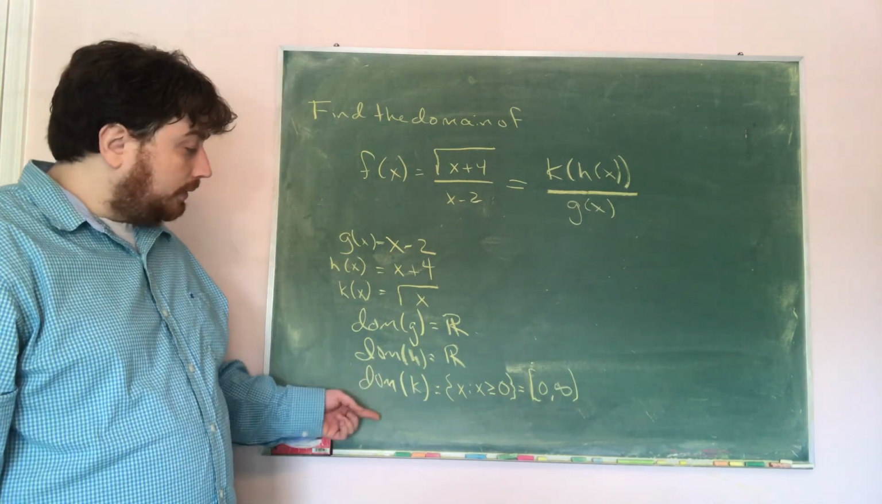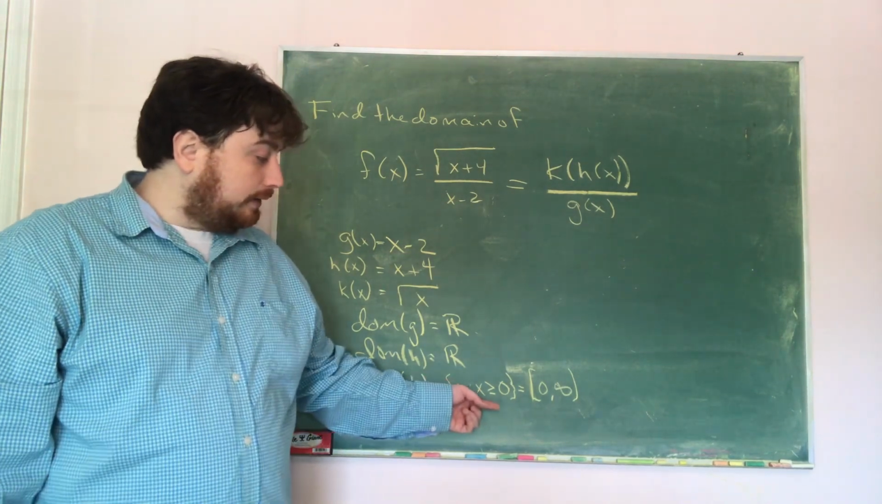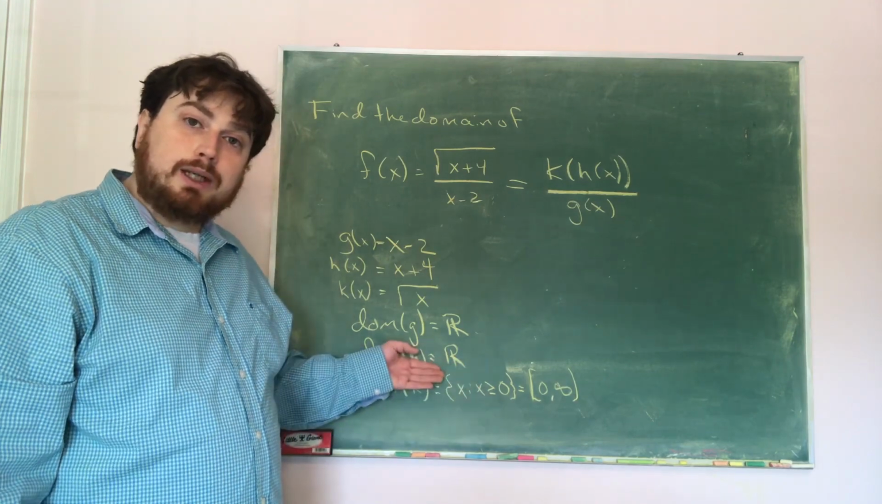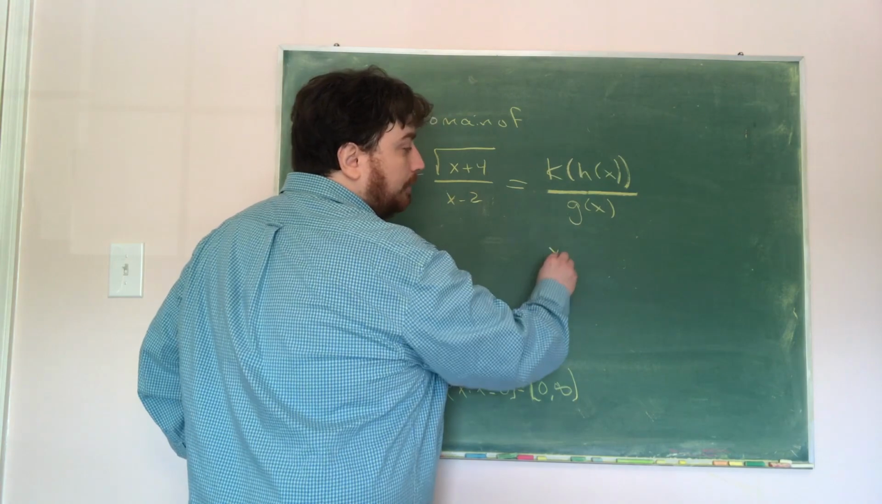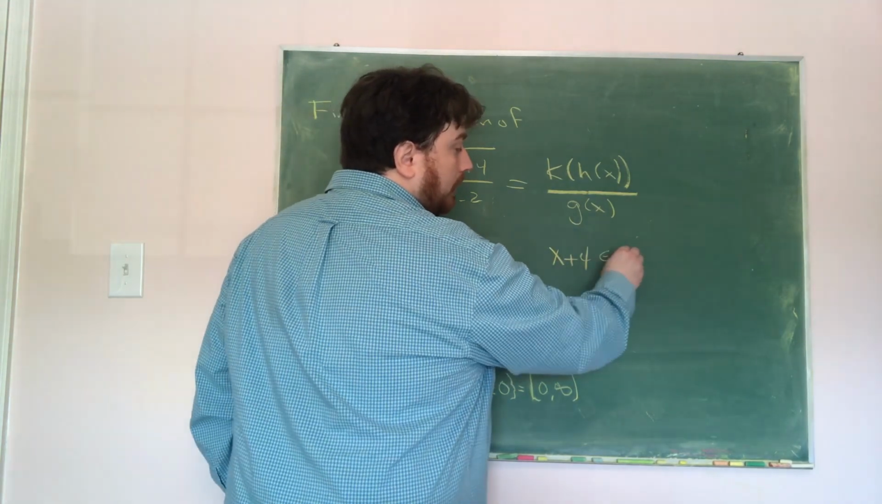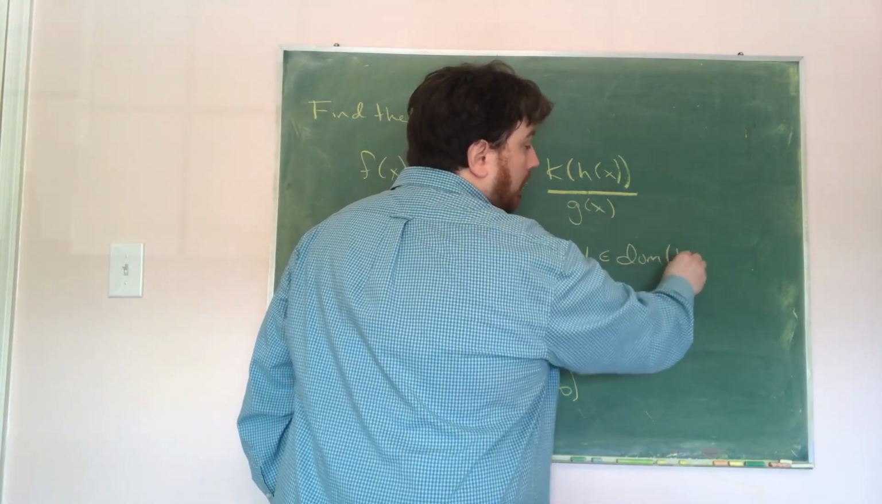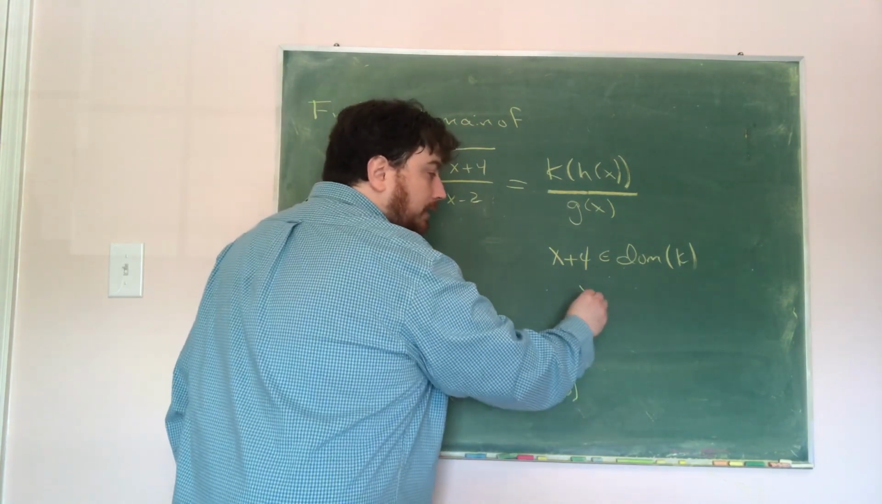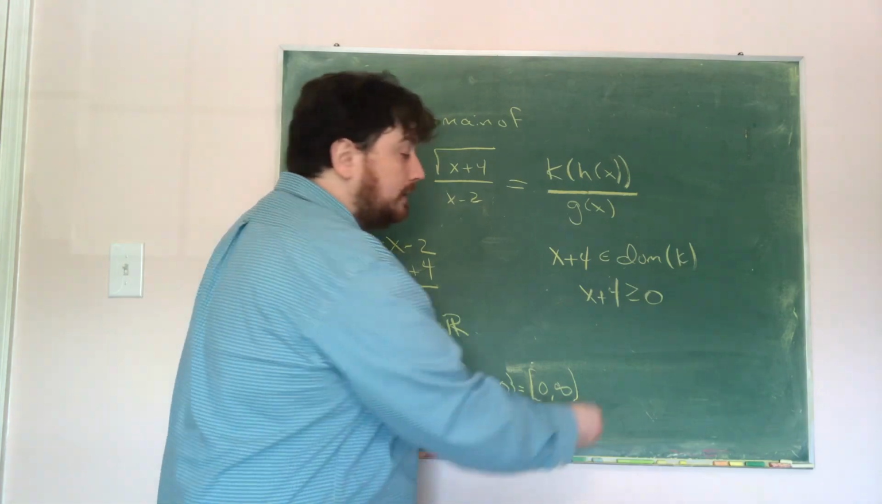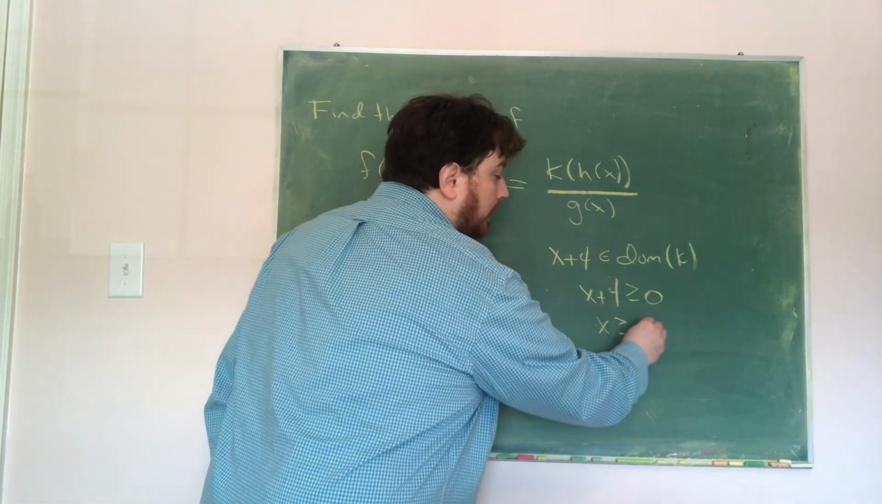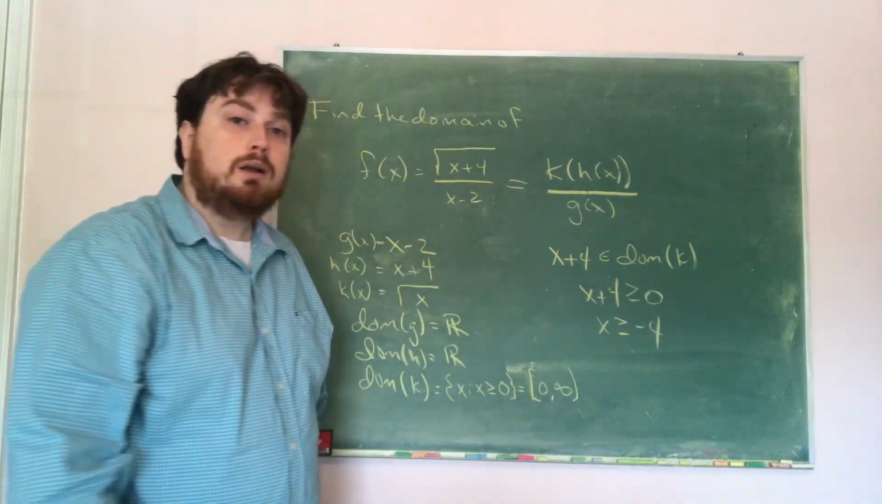So that would mean that the domain of k is everything greater than or equal to 0, so I would need h in the domain of k. So what I need is x plus 4 to be in the domain of k, which means that I need x plus 4 to be greater than or equal to 0, which means that I need x to be greater than or equal to negative 4.